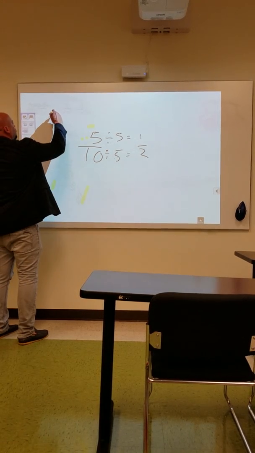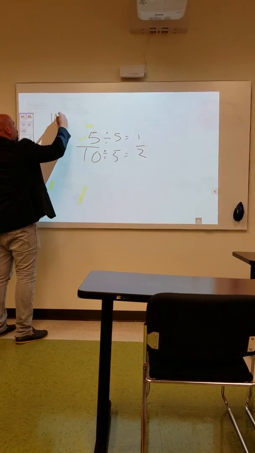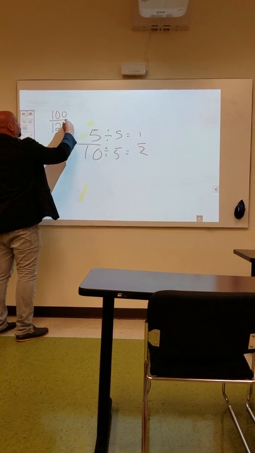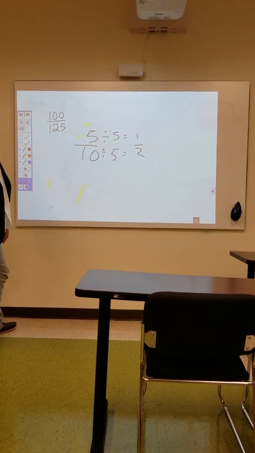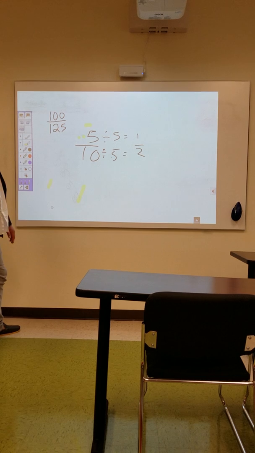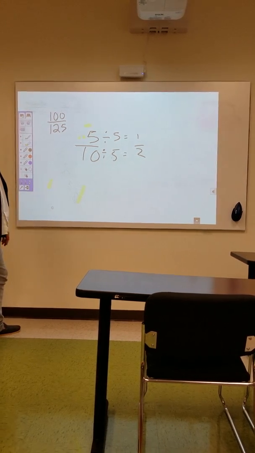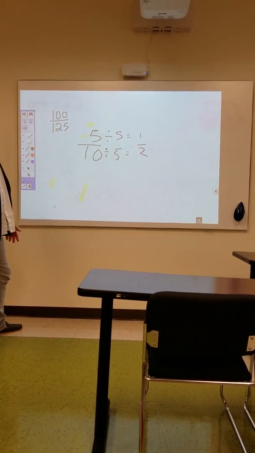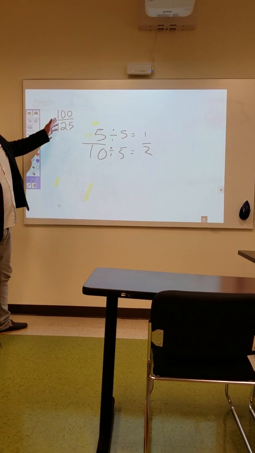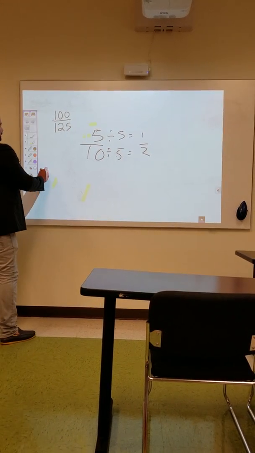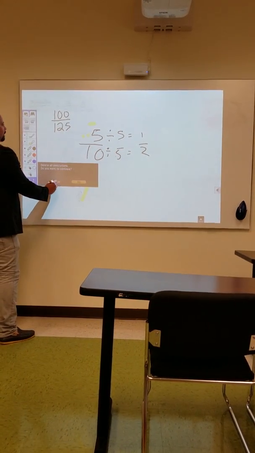Now, if I did 100 over 125, I always like thinking of quarters, and I think 4 quarters make $1, and $1.25 is 5 quarters, so the answer should be 4/5. Just thinking about quarters.